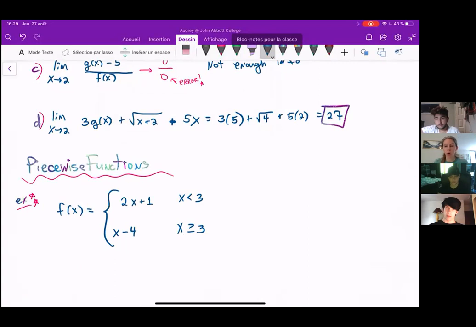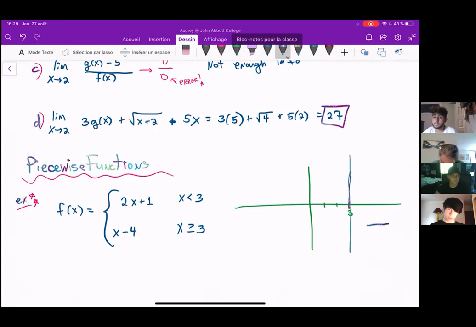I'm not going to ask you guys to graph piecewise functions. I'm just going to do it right now to make sure that we understand and connect this back to what we've been doing, and also maybe help us understand what this is saying. So this is saying that we have this graph, and on the right side of 3, if I have this line at 3, I'm going to erase this line at the end, but on the right side of 3, the function should be defined by x minus 4, and on the left side of 3, the function should be defined by 2x plus 1.